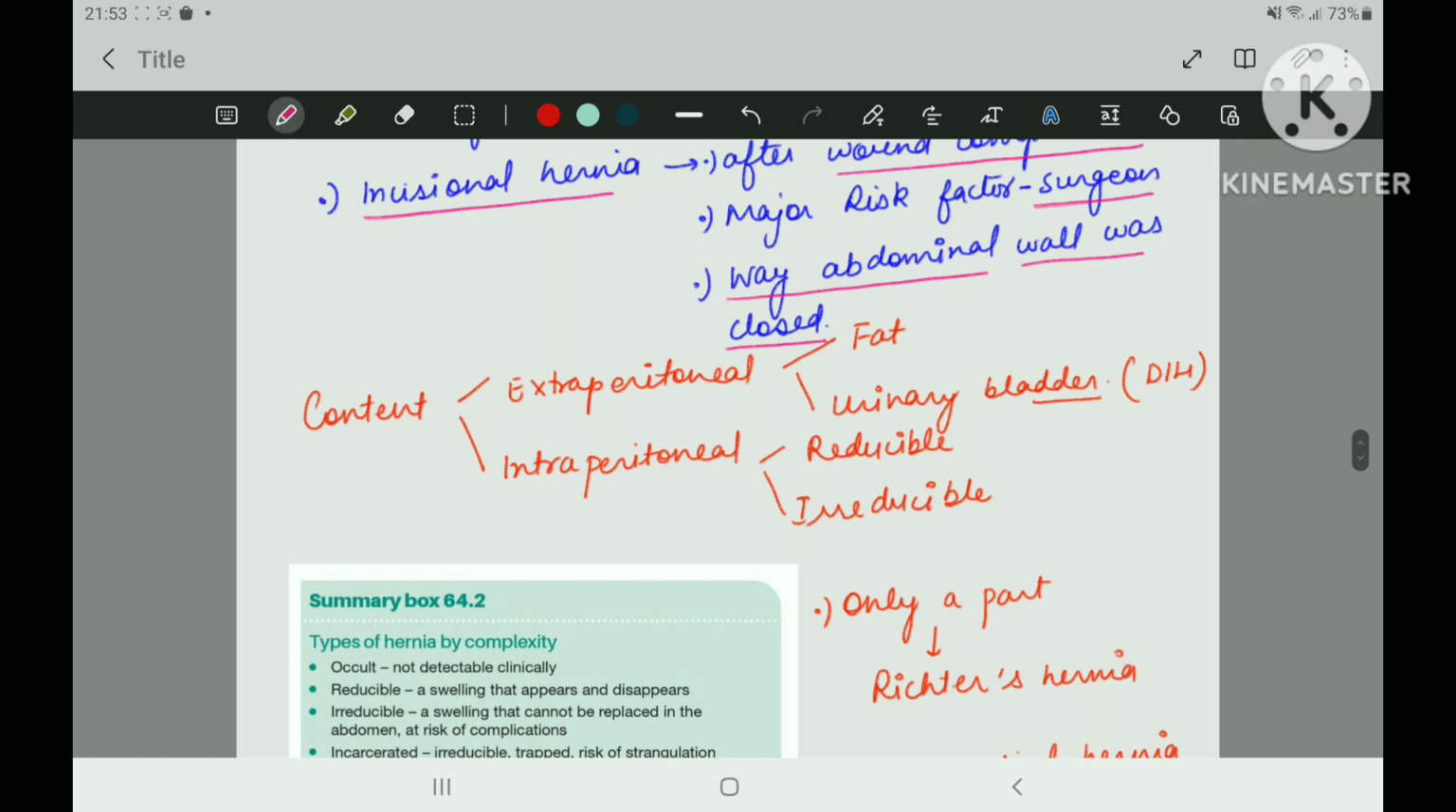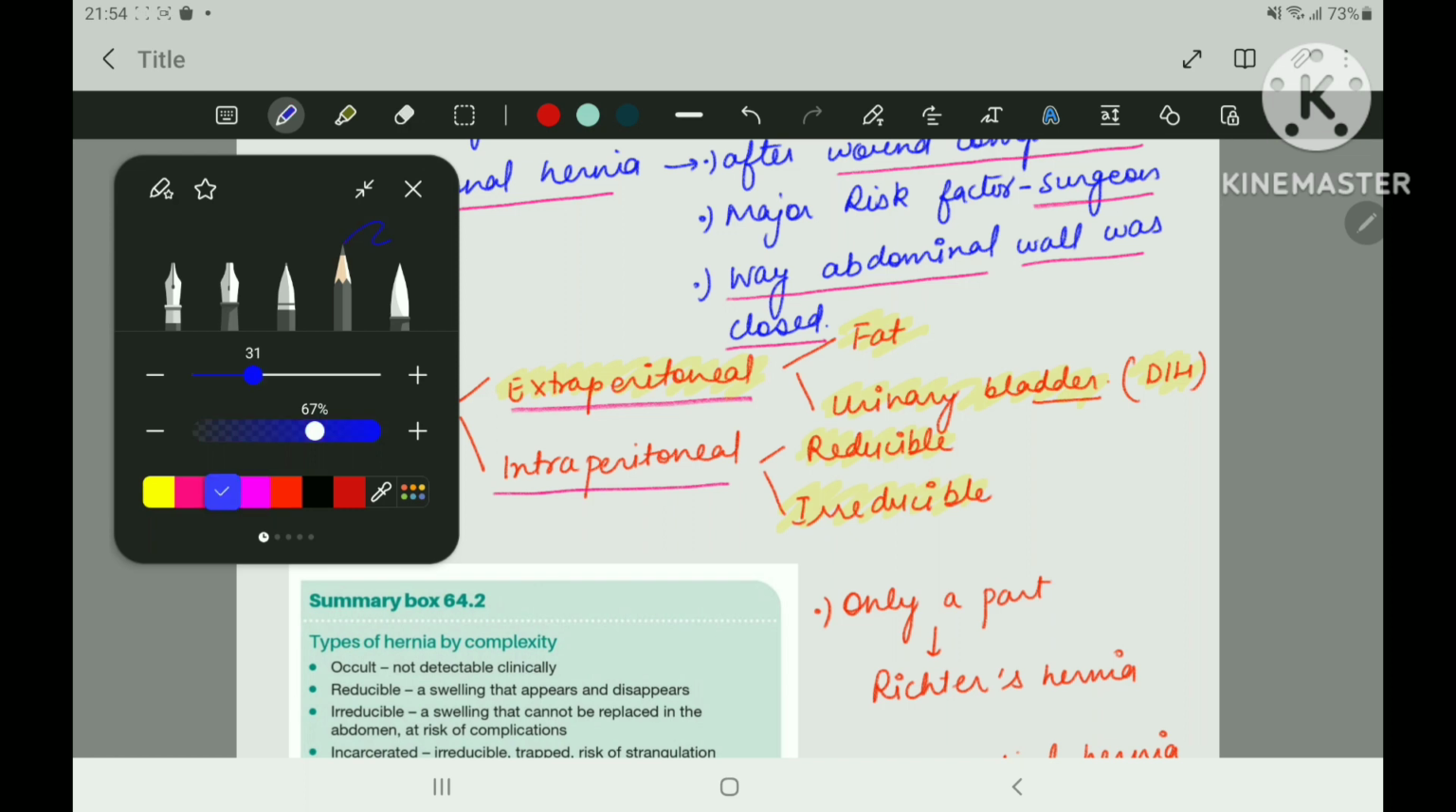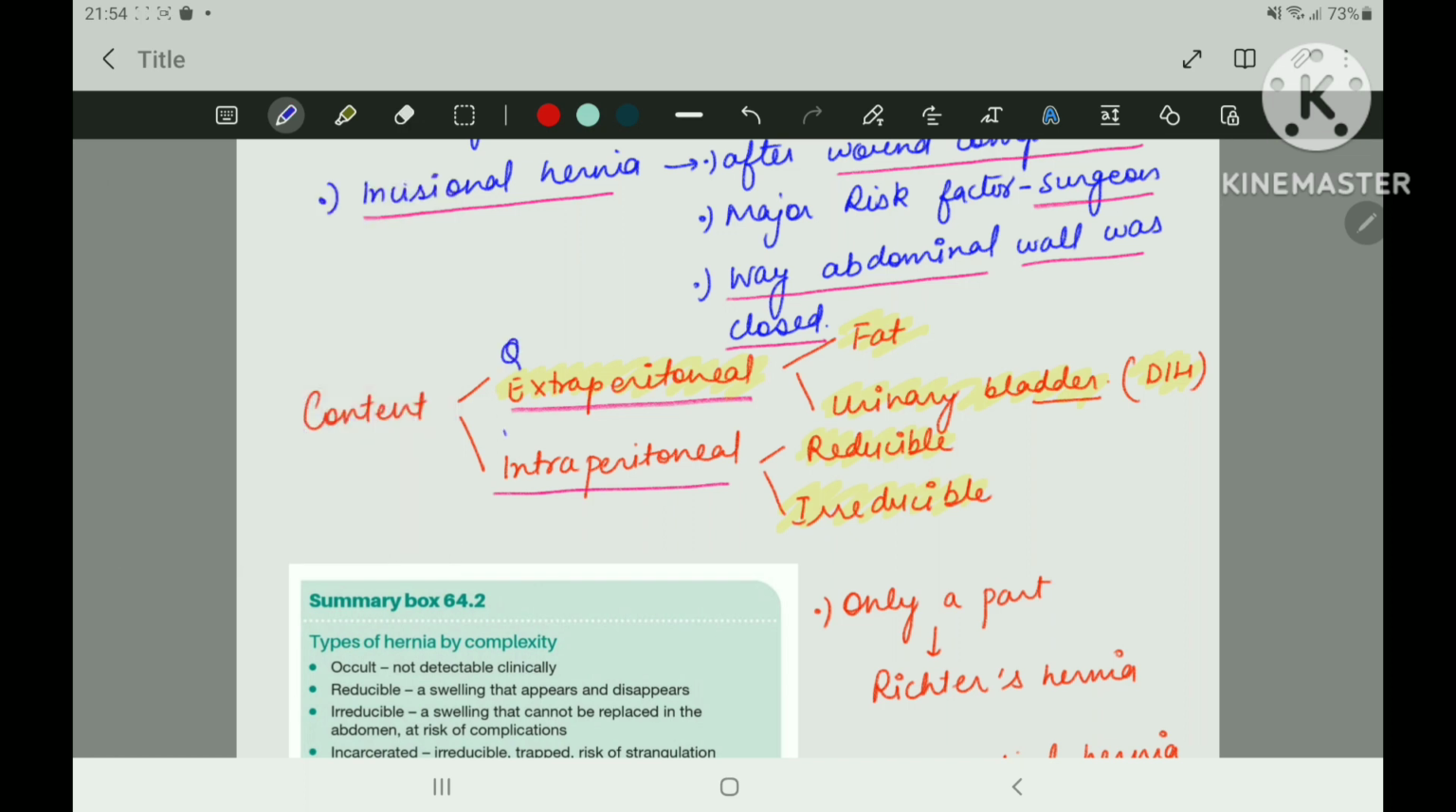Then when we talk about hernia, sometimes the content can be an extraperitoneal thing, or it can be an intraperitoneal thing. The extraperitoneal content can be in the form of fat, or it can be the urinary bladder, as in the direct inguinal hernia. And then in intraperitoneal, the structures can be either reducible or irreducible. So the content can be either intraperitoneal or extraperitoneal.